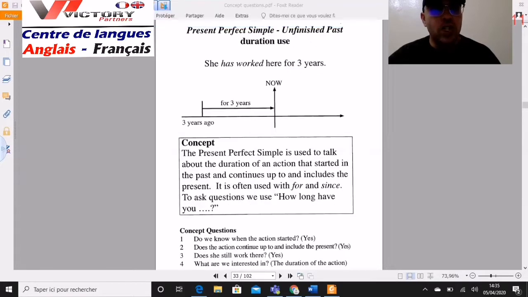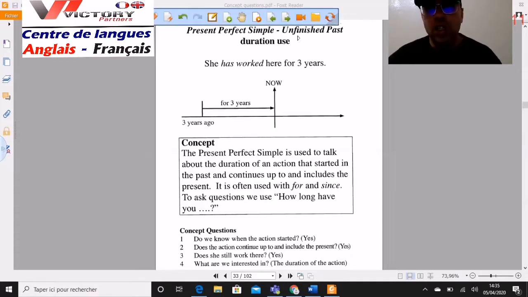Okay, now let's move to talk about the use of present perfect. In fact, we use the present perfect simple to talk about different situations. Situation number one, to talk about unfinished past. For example, he or she has worked for 3 years. So here we are talking about a duration or a period of time of 3 years. We have a timeline: it is now, 3 years ago, and for 3 years now.